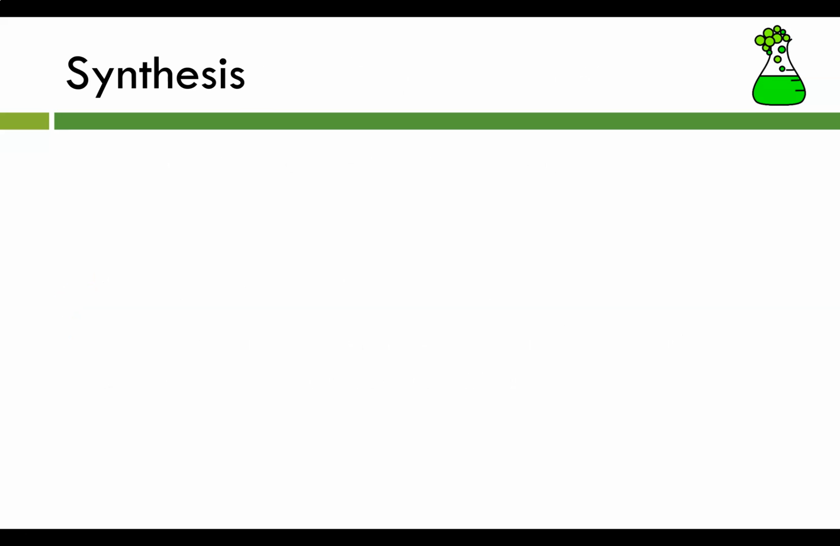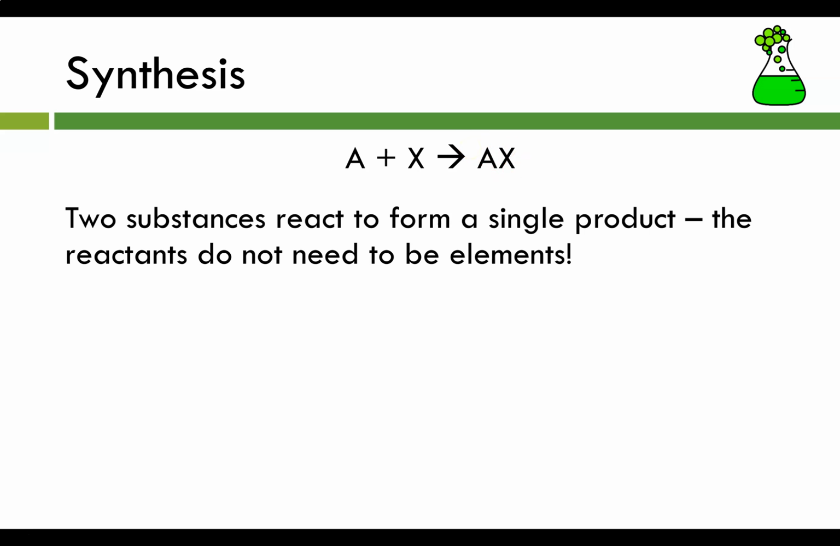Let's get started. So, first type of reaction we're going to talk about is a synthesis reaction. And the general format of a synthesis reaction is like this, where we end up with multiple reactants reacting to form a single product. That's just our definition. 2 substances react to form a single product. Key thing here is that the reactants do not need to be elements. That's a really common misconception from new chemists. A and X can be small molecules themselves and combine to make a larger molecule, or they could be elements, they could be one of each. The key is multiple reactants, single product.